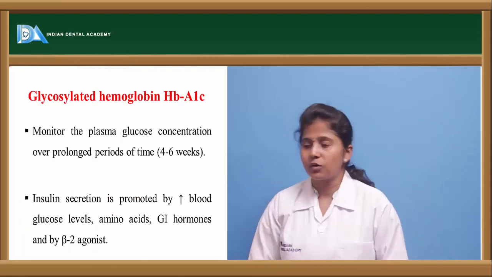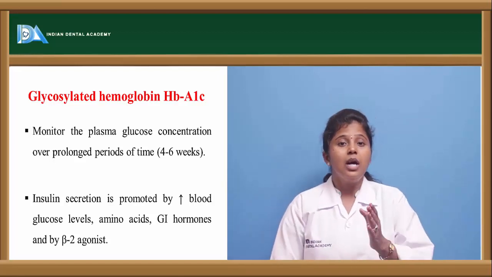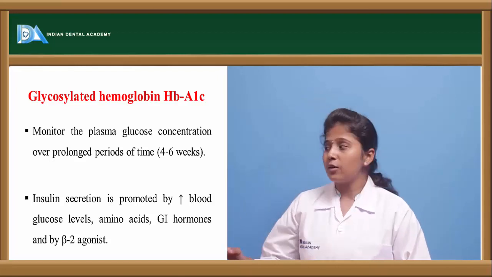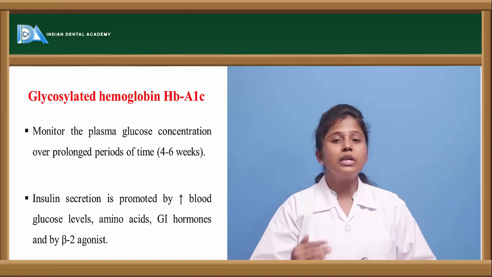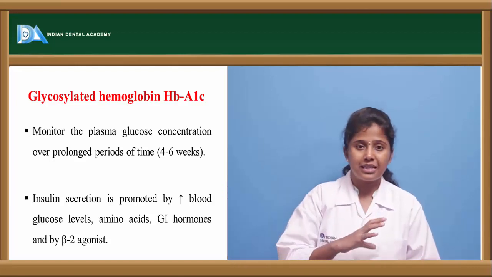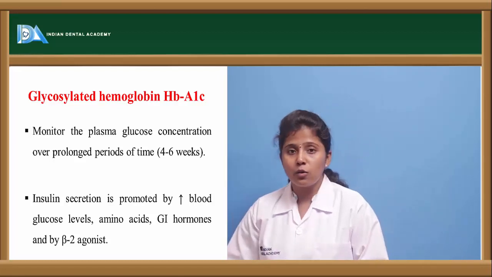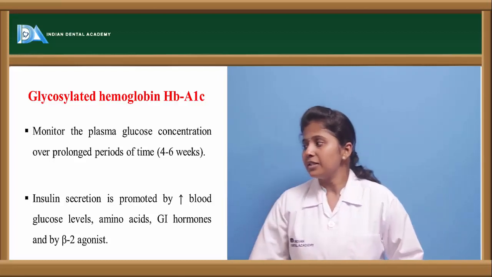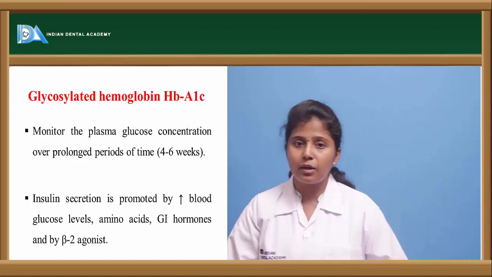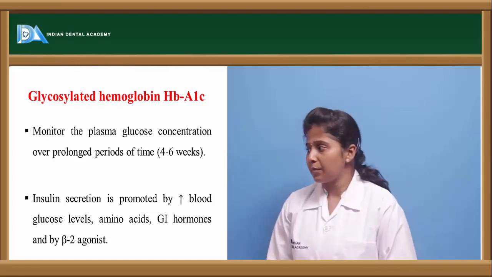Glycosylated hemoglobin. So what is this glycosylated hemoglobin? Glycosylated hemoglobin is a type of hemoglobin which is used to observe the elevated glucose levels in the plasma. So this glycosylated hemoglobin test is used to monitor the plasma glucose levels. These tests are mostly conducted every 4 to 6 hours in order to monitor the glucose levels in diabetic condition. And the insulin which is secreted is promoted by increased blood glucose levels, amino acids, as well as GI hormones.